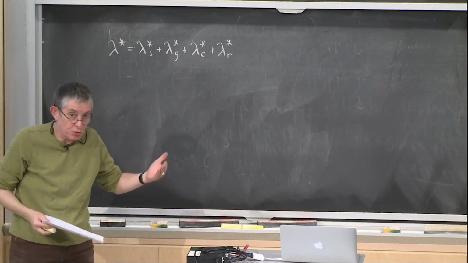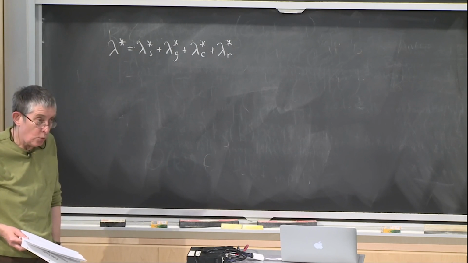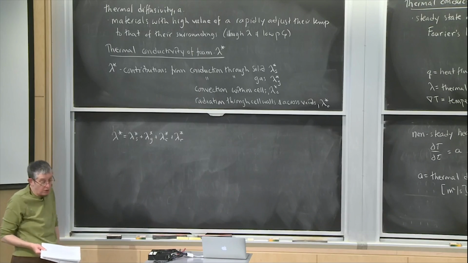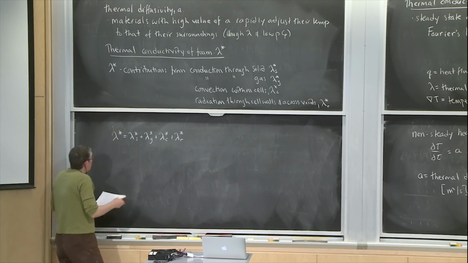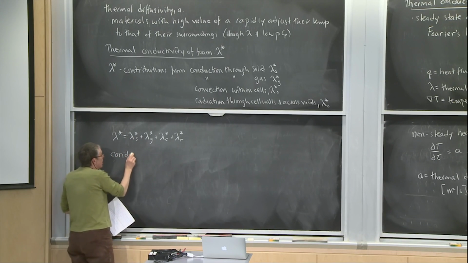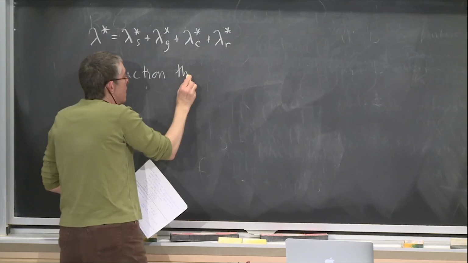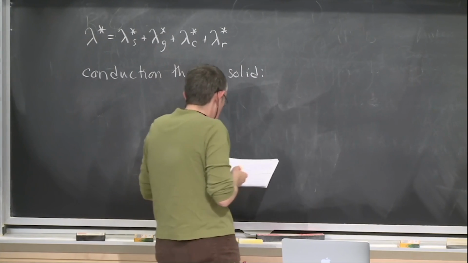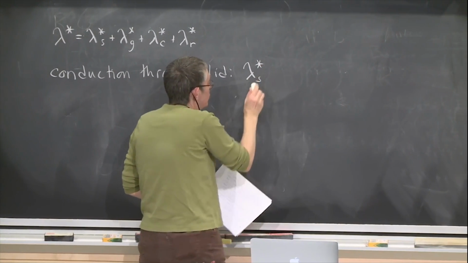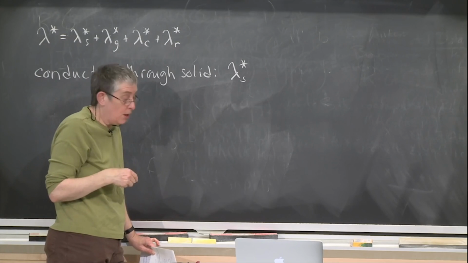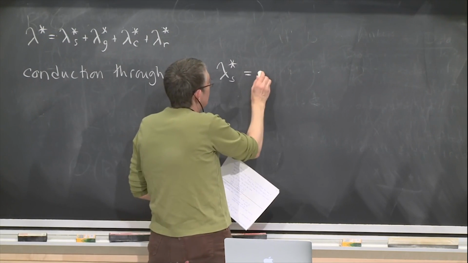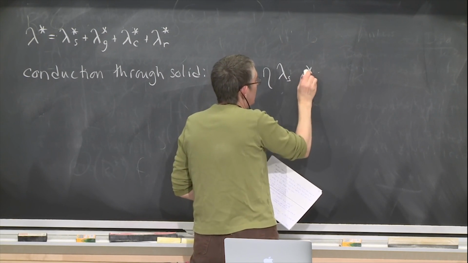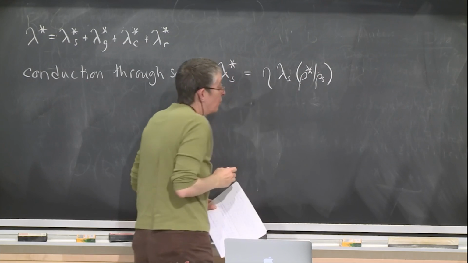And so the thermal conductivity of the foam is just the sum of those four contributions. And so we're just going to go through each of those contributions in turn and work out how much thermal conductivity you get from each of them. And it turns out most of the thermal conductivity comes through the gas. So if we first look at just conduction through the solid, we've got that the contribution to the conductivity of the foam from the solid is just equal to some efficiency factor times the thermal conductivity of the solid times the volume fraction of the solid, or the relative density.